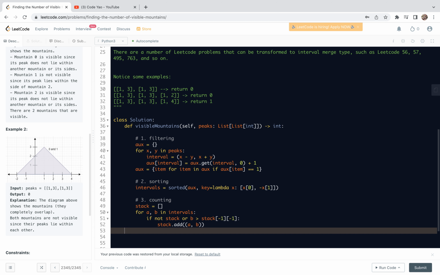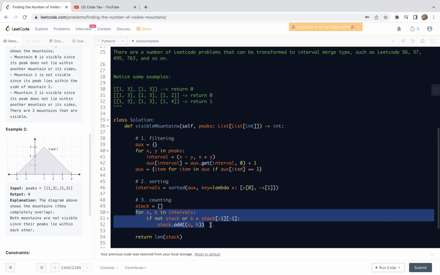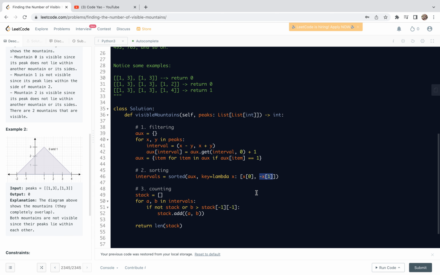So we're going to add this interval. That's all we want to do. Finally we're going to return the length of the stack. So that's it for this solution. In this for loop for counting, we didn't use the stack pop operation at all. The reason is the secondary key sorting here.